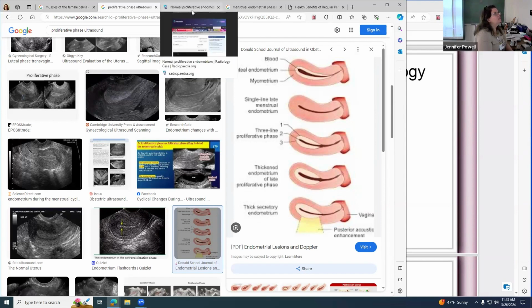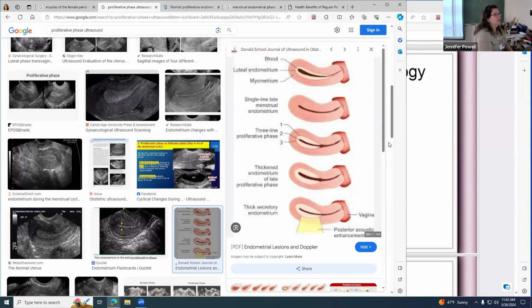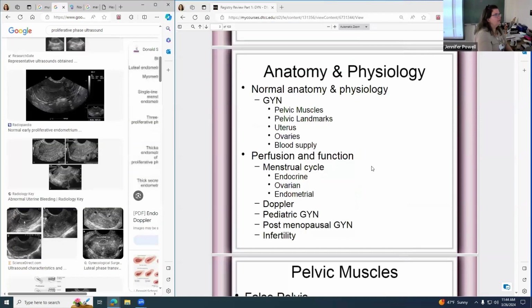So that all goes out the window when a woman is postmenopausal. They should not have a thickened endometrium. That is a sign of pathology.